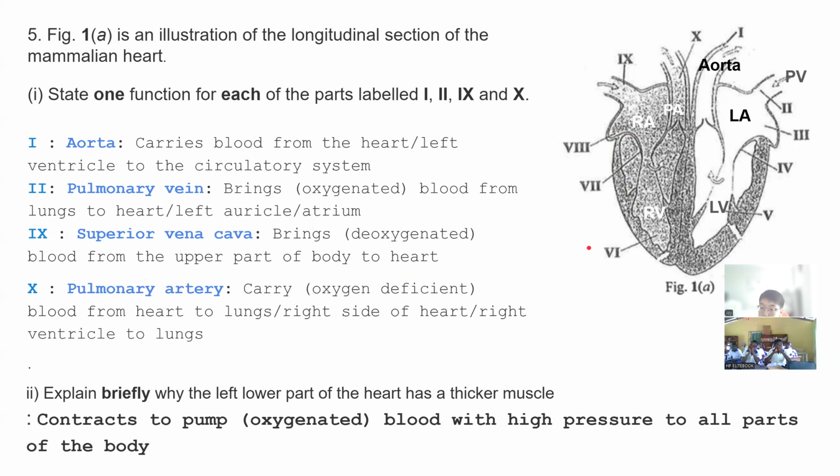Finally, number 10. Where is number 10? It's over here. So this part of the diagram is the pulmonary artery. Right here. Always think about arteries as leaving the heart and veins as returning to the heart. So this is leaving the heart, so it is a pulmonary artery. It carries deoxygenated blood from the heart to the lungs.